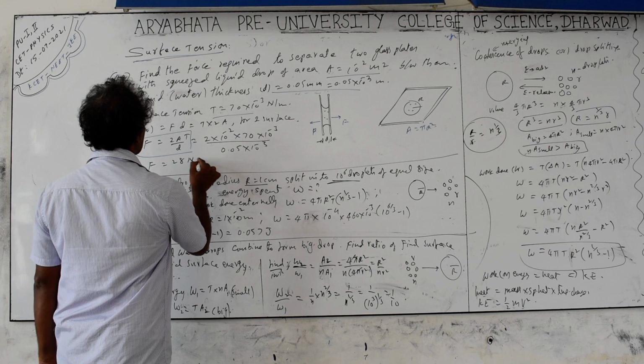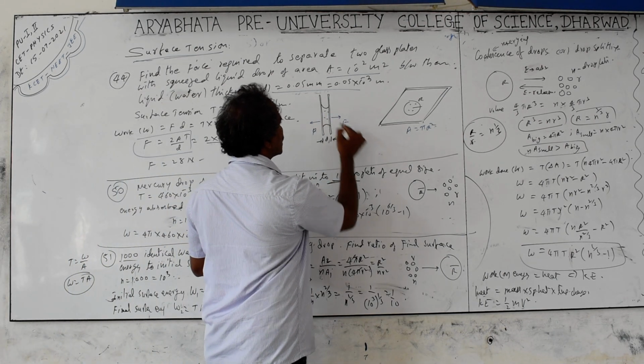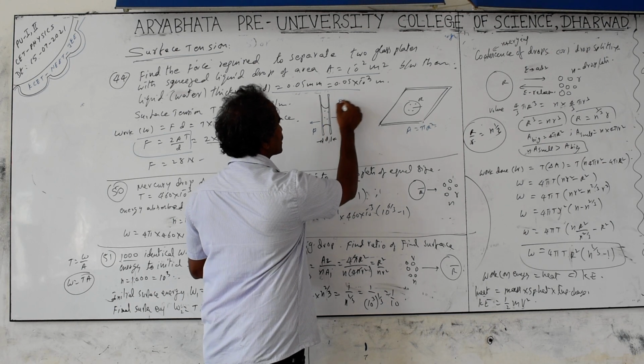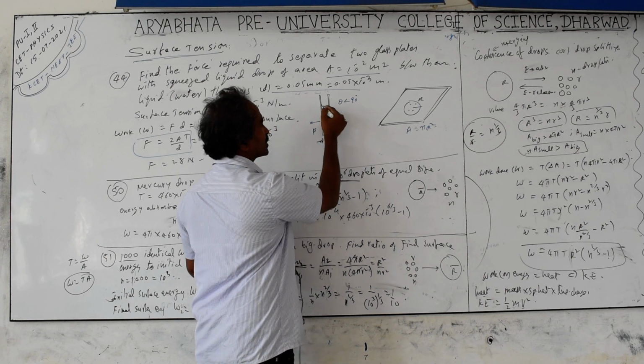So the force required is 28 newtons. And sometimes they will give you only the shape of the liquid. For the liquid which wets the glass, theta is less than 90 degrees, and you will get a concave shape here.